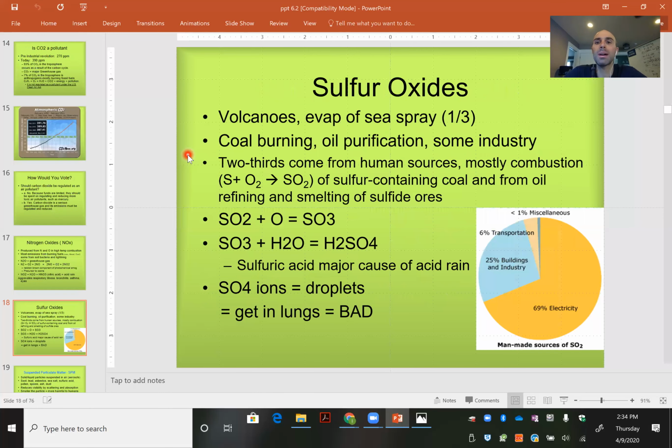Moving on, let's talk about those sulfur oxides, those socks. The Red Sox, you say, in baseball? No. The White Sox in baseball? No. The dirty socks on your bedroom floor that really should be washed? No. These are sulfur oxides, SOx.